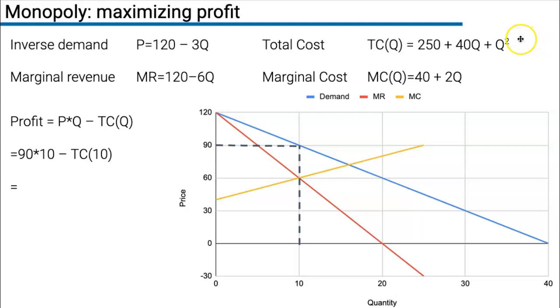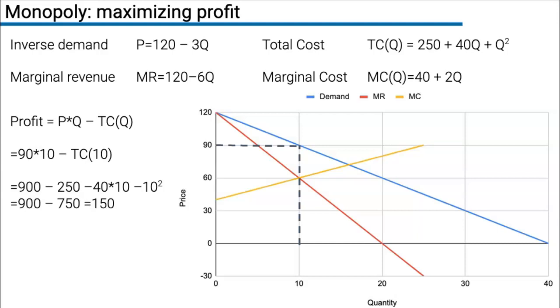And the only thing that we need to be careful here with is that you can see that in the total cost, all terms are positive, but because in the calculation of profit, we're subtracting the total cost, all terms will have to come with a negative sign in the profit calculation. So we have $900 of total revenue, minus 250, minus 40 times 10, and minus 10 squared. We're subtracting all the costs from the total revenue. And that means that we will be left with a profit of 900 minus 750, which is $150 of profit.